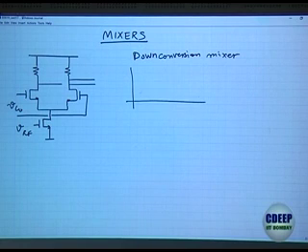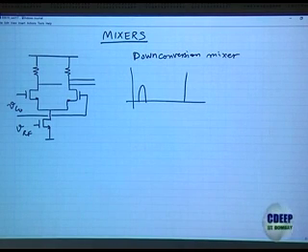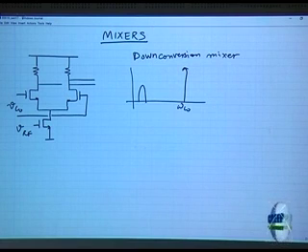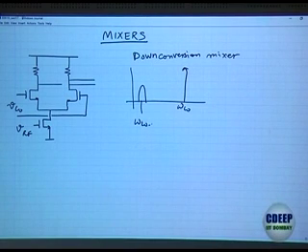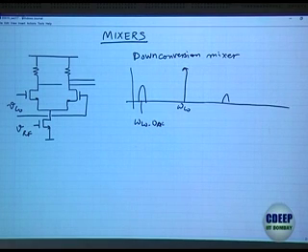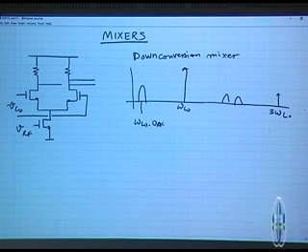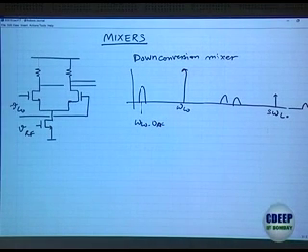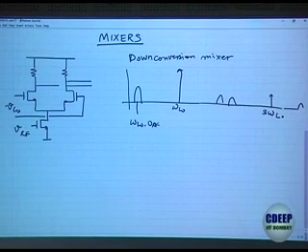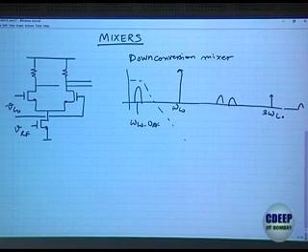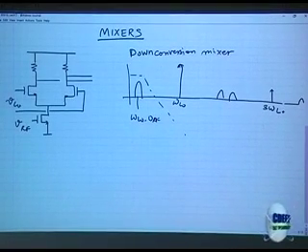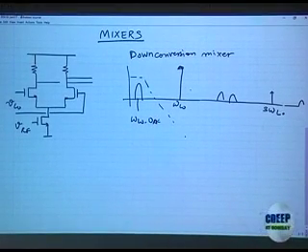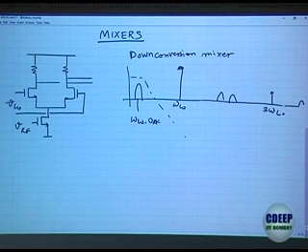You will have your desired term somewhere here, and then you'll have your LO term, omega LO, minus omega RF. And then you'll have more terms, and you can keep going like that. So we can obviously filter out as much as possible. However, this term is still large because you're taking the whole DC current, and it's squishing back and forth.